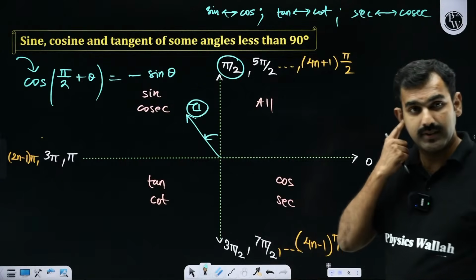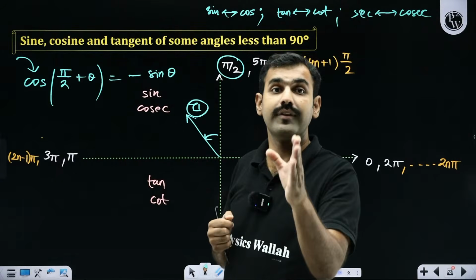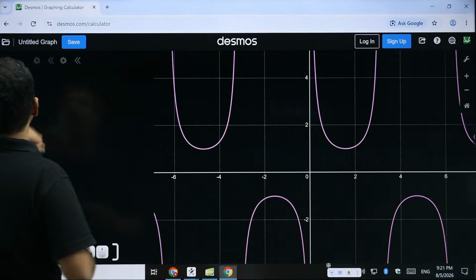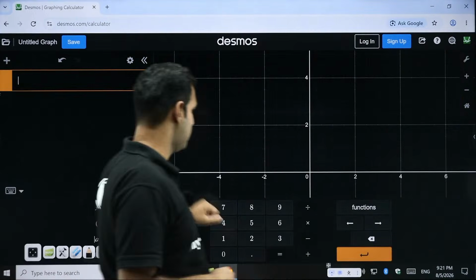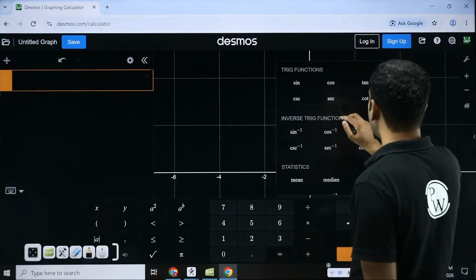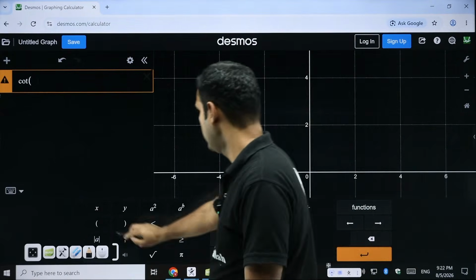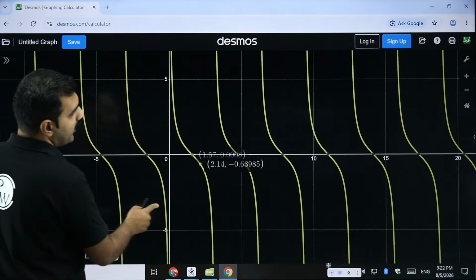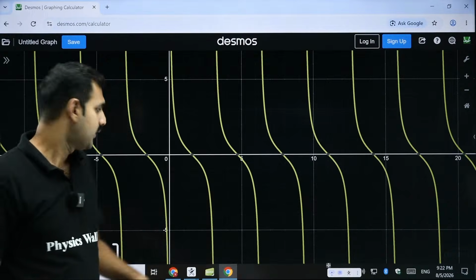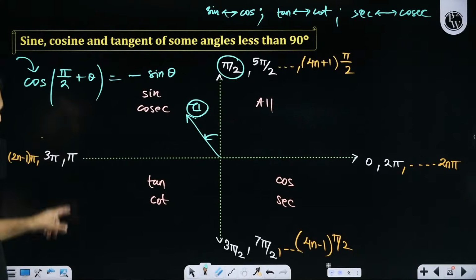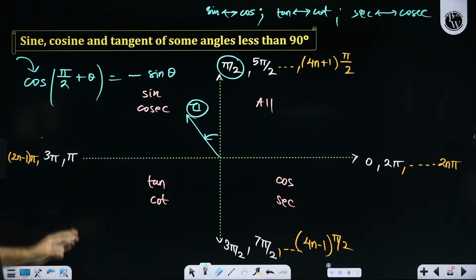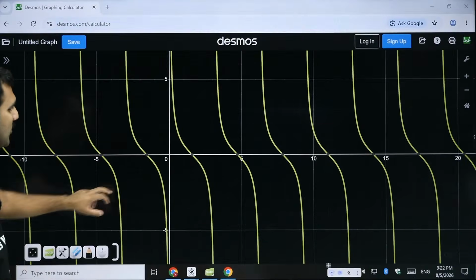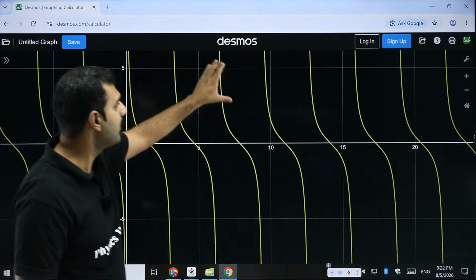Vijay, if you notice the graphs of tan and cot, let me show you cot. Tan is very easy. Let's see cot. Whenever you see the third quadrant, what do you mean by third quadrant? Third quadrant means π to 3π/2 or 3π to 7π/2, like these values. For these values, we notice that the graph lies above the x-axis only.